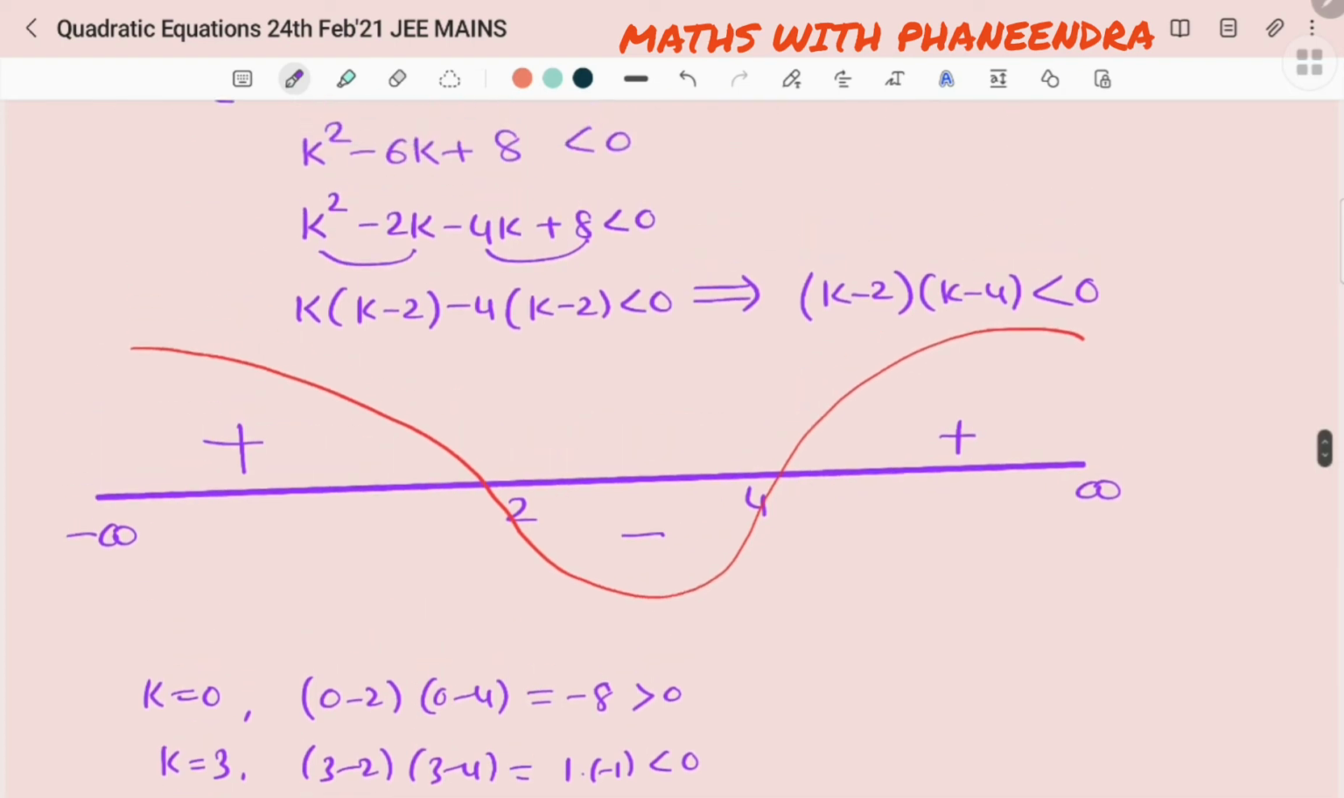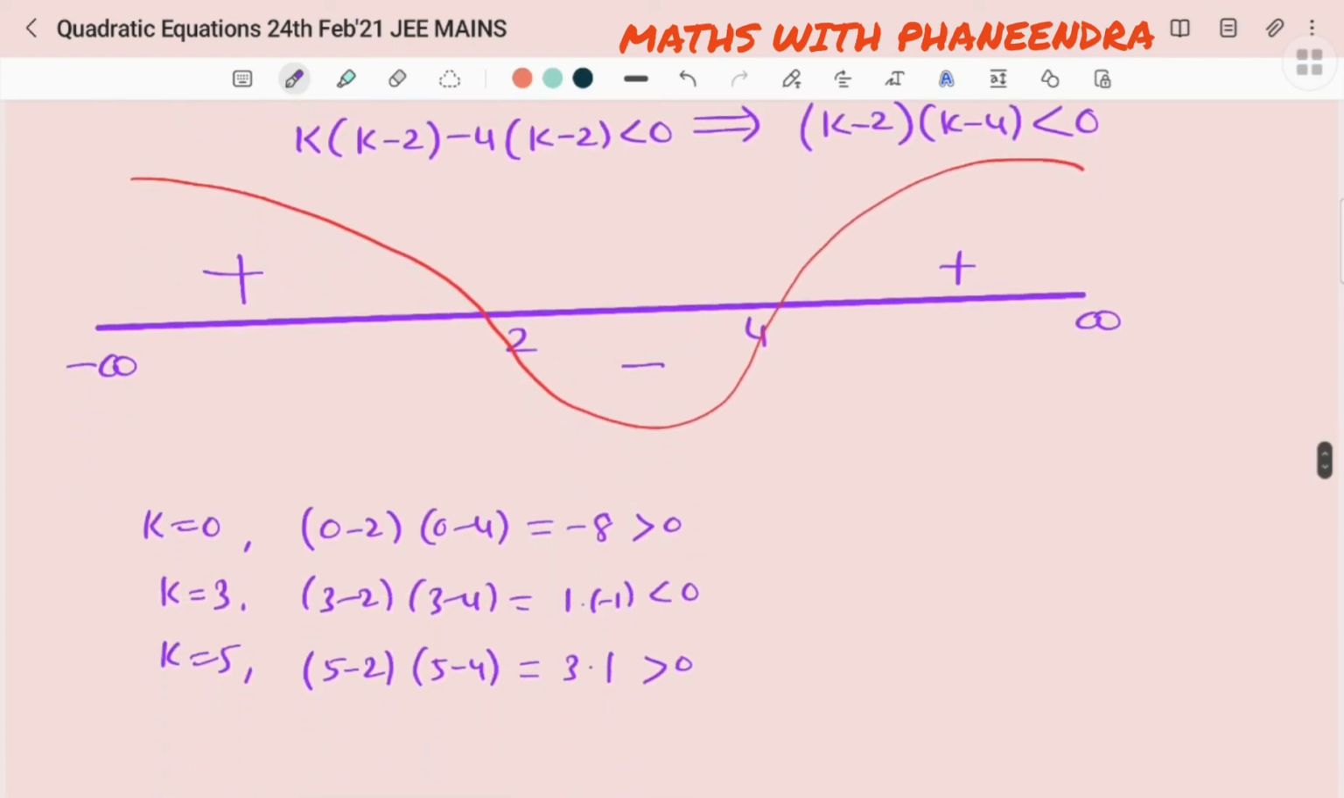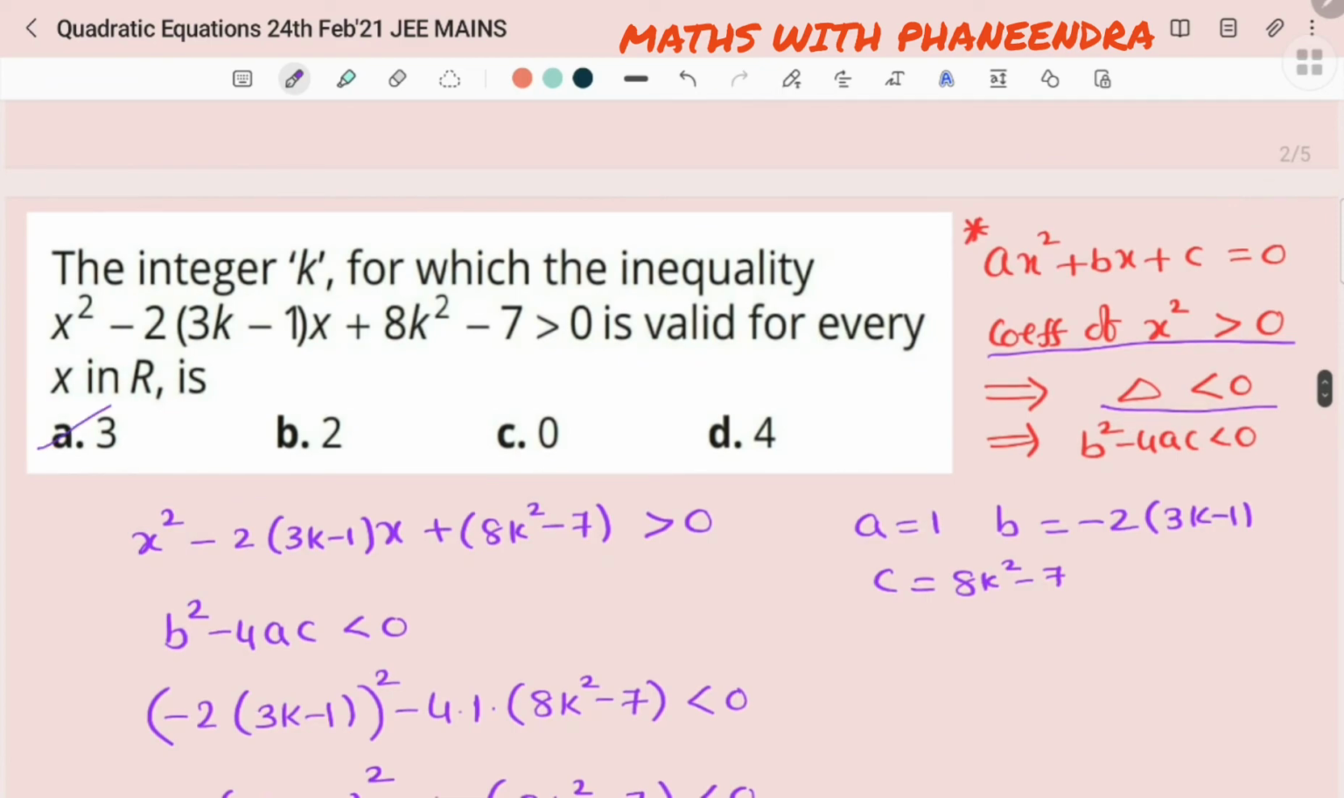So what they are asking here is discriminant less than 0. Discriminant less than 0 here means for which values in between 2 and 4 is there a k value? So obviously k belongs to the open interval (2, 4), so k = 3. Therefore the right integer value is k = 3, which is there in the first option, dear students.